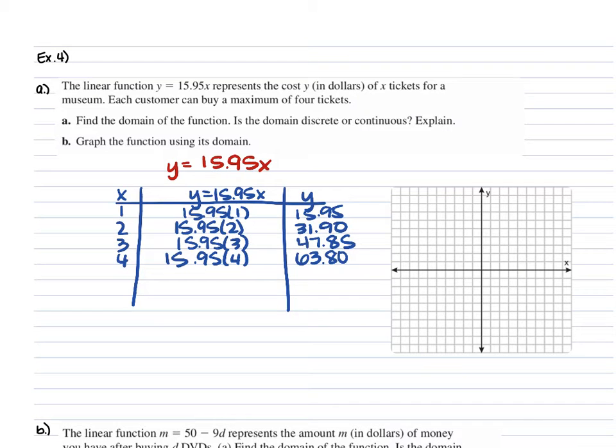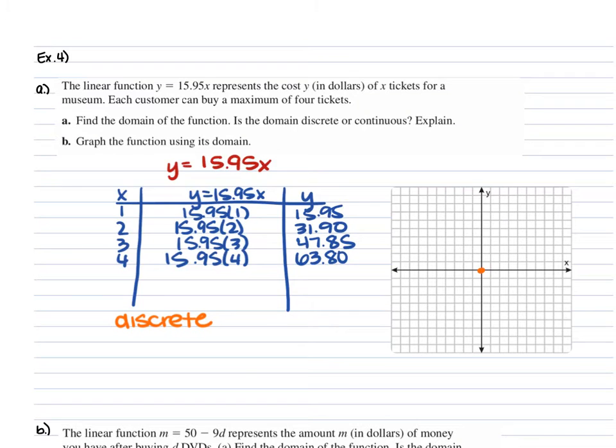Now, this one is discrete because there can't be 1.5 tickets purchased. So it's just 1 ticket, 2 tickets, 3 tickets, 4 tickets. So with that, this is discrete. And then you would just have ordered pairs on your graph.